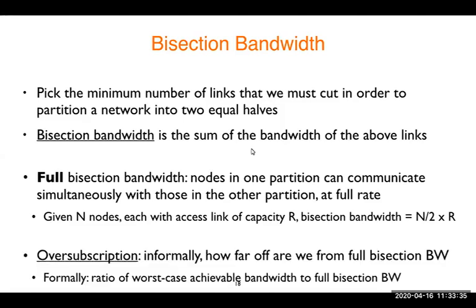So it's quite common to do what people will call oversubscription, which informally is just how far off are we from full bisection bandwidth. More formally, if you look at the graph literature, it's defined as the ratio of the worst case achievable bandwidth to full bisection bandwidth. So you take a certain traffic pattern between nodes in one partition to nodes in the other partition, and you look at actually how much traffic can they send before we have maxed out the links that are between the two partitions. That's the achievable bandwidth. We would divide that by the full bisection bandwidth. And so you'd say maybe I'm at half, which means I'm only at half of the full bisection bandwidth.